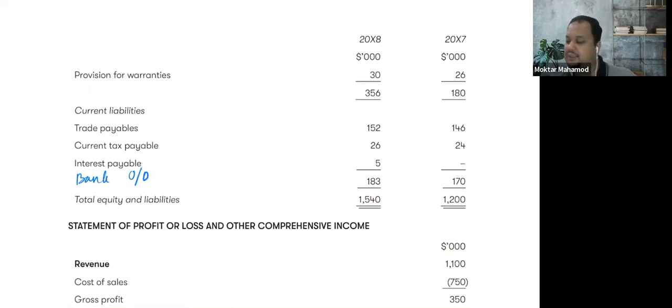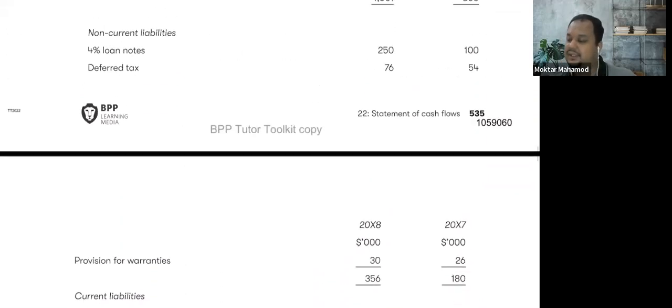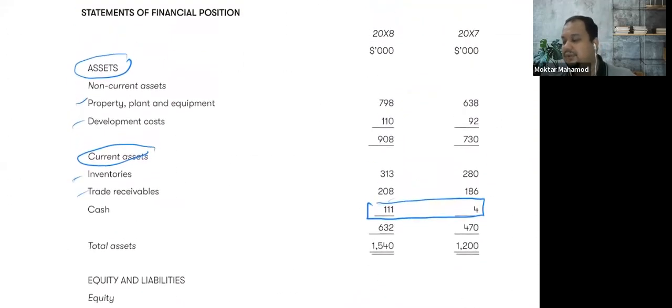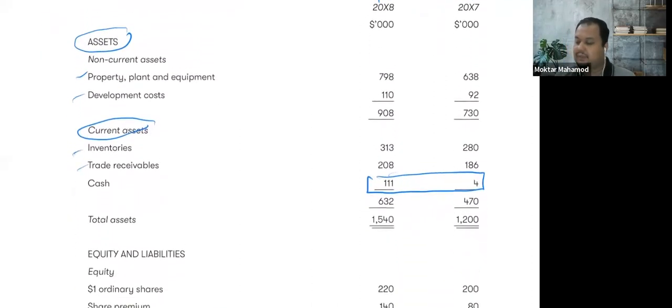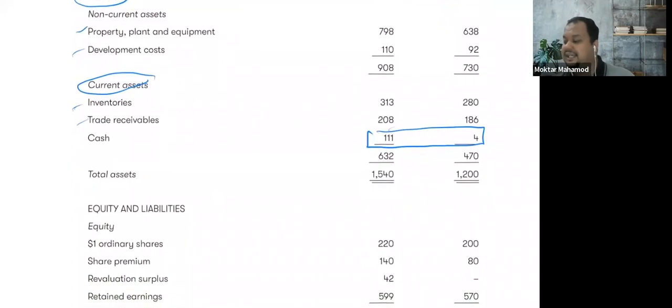Okay, so you need to look into the detail. If you are confused, usually on the right side will be the brought down balance, the opening balance, and the left will be the carried down, and it will be consistent, because the comparative figure must come first, meaning on the right side, current year on the left. Okay, and then go back to the cash and cash equivalent.